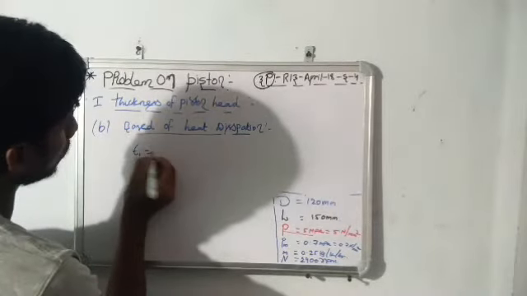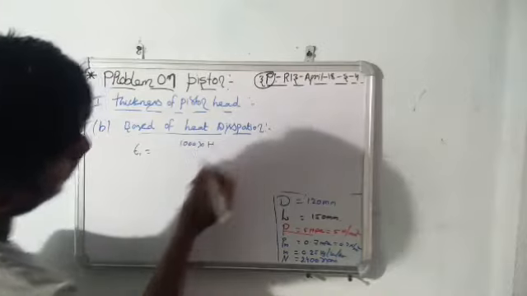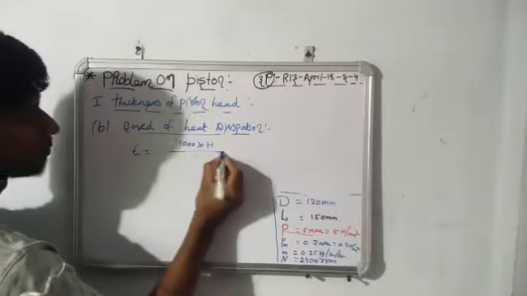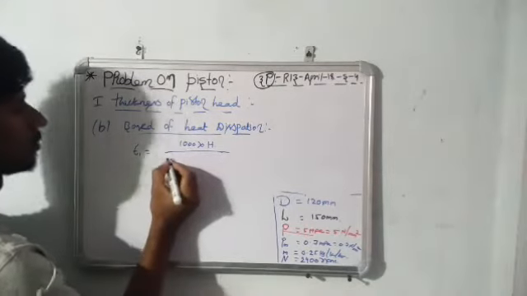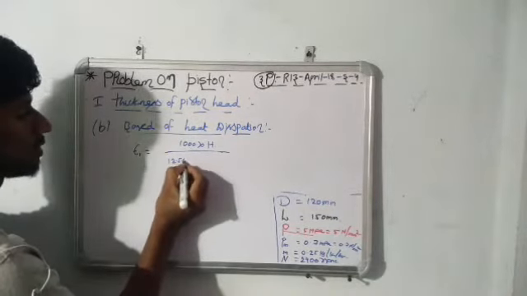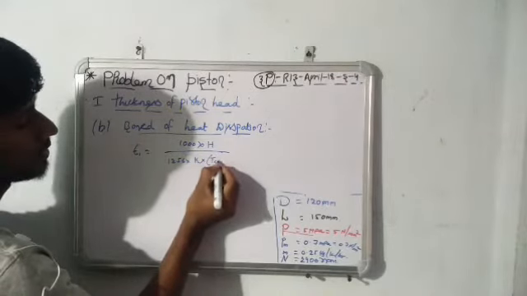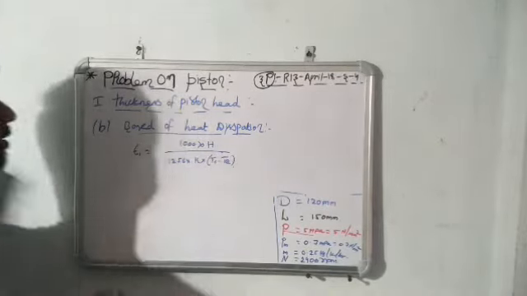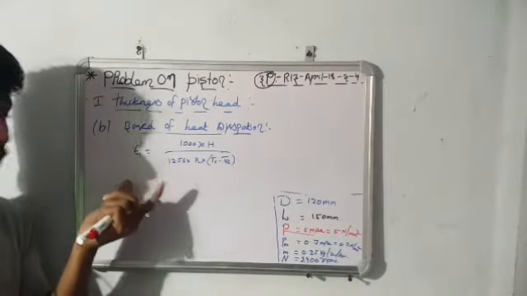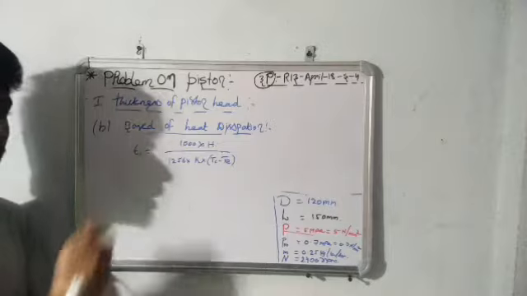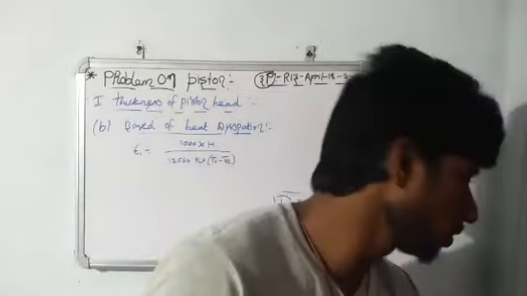T1 equal to 1000 into H into H divided by 12.56 into K into Tc minus T. So this is the formula based on the heat dissipation, how we are going to find out the thickness of the piston head. If you do not remember this formula, don't worry about that.